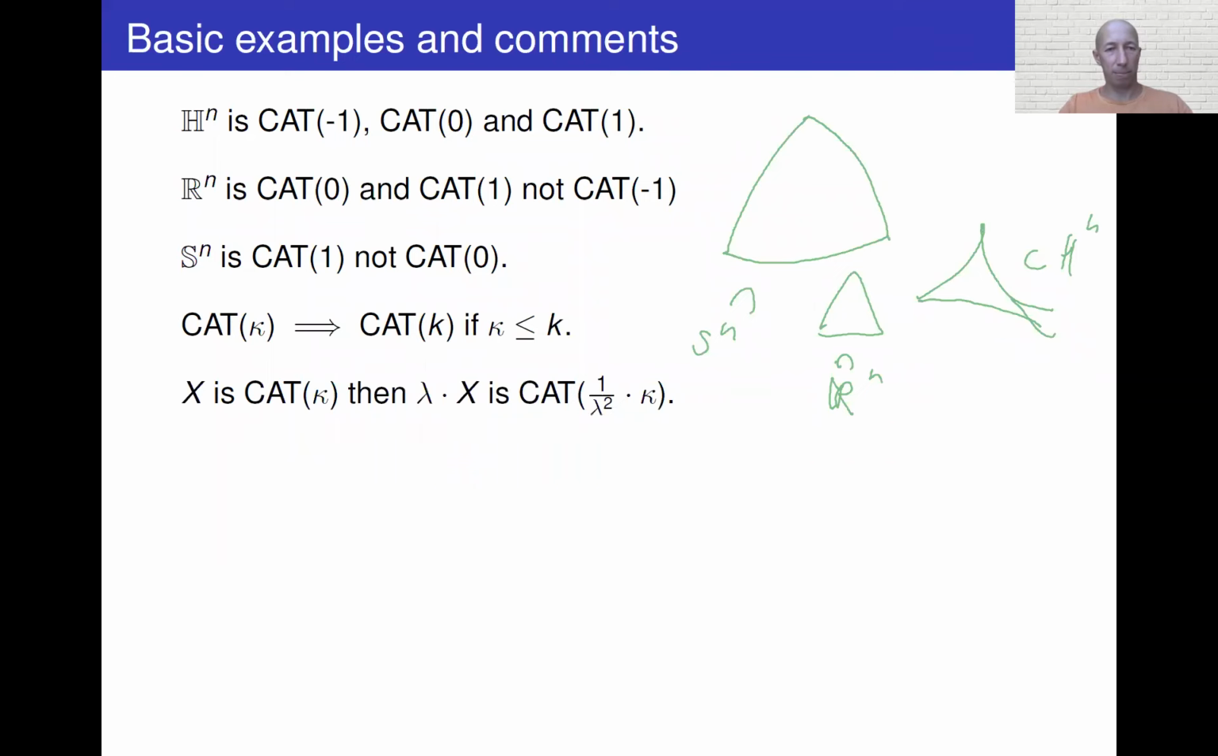Another basic observation is that if you rescale the surface of constant curvature kappa, you become the surface of constant curvature 1 over lambda square times kappa. So also, if you take a space, it is CAT(kappa) if and only if the scaled space, the same set where all distances you rescale by the factor lambda, is a CAT(1 over lambda square times kappa) space. By this rescaling, it's clear that only three values of kappa matter, namely kappa plus minus 1 and kappa equal to 0.